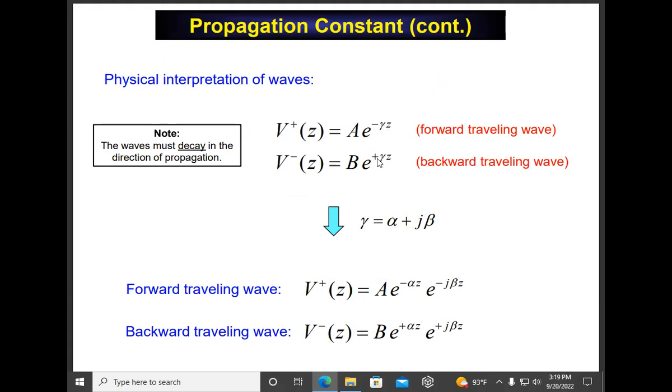So this is the forward wave. This is the backward or reflected wave, going in the backward direction. And again, substituting in gamma is alpha plus j beta. I probably should have gone to this slide when I was talking, but oh well. So here's the forward wave and here's the reverse wave.